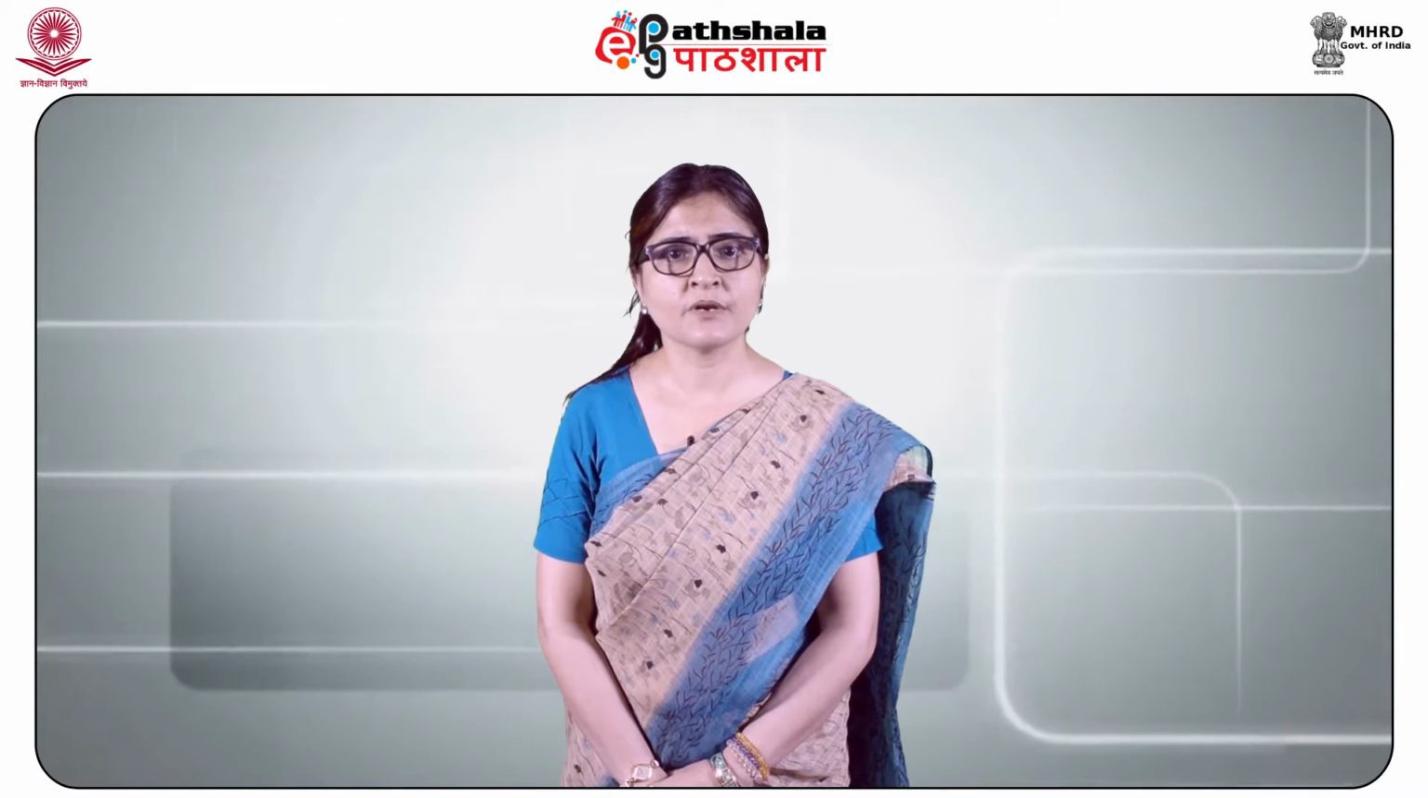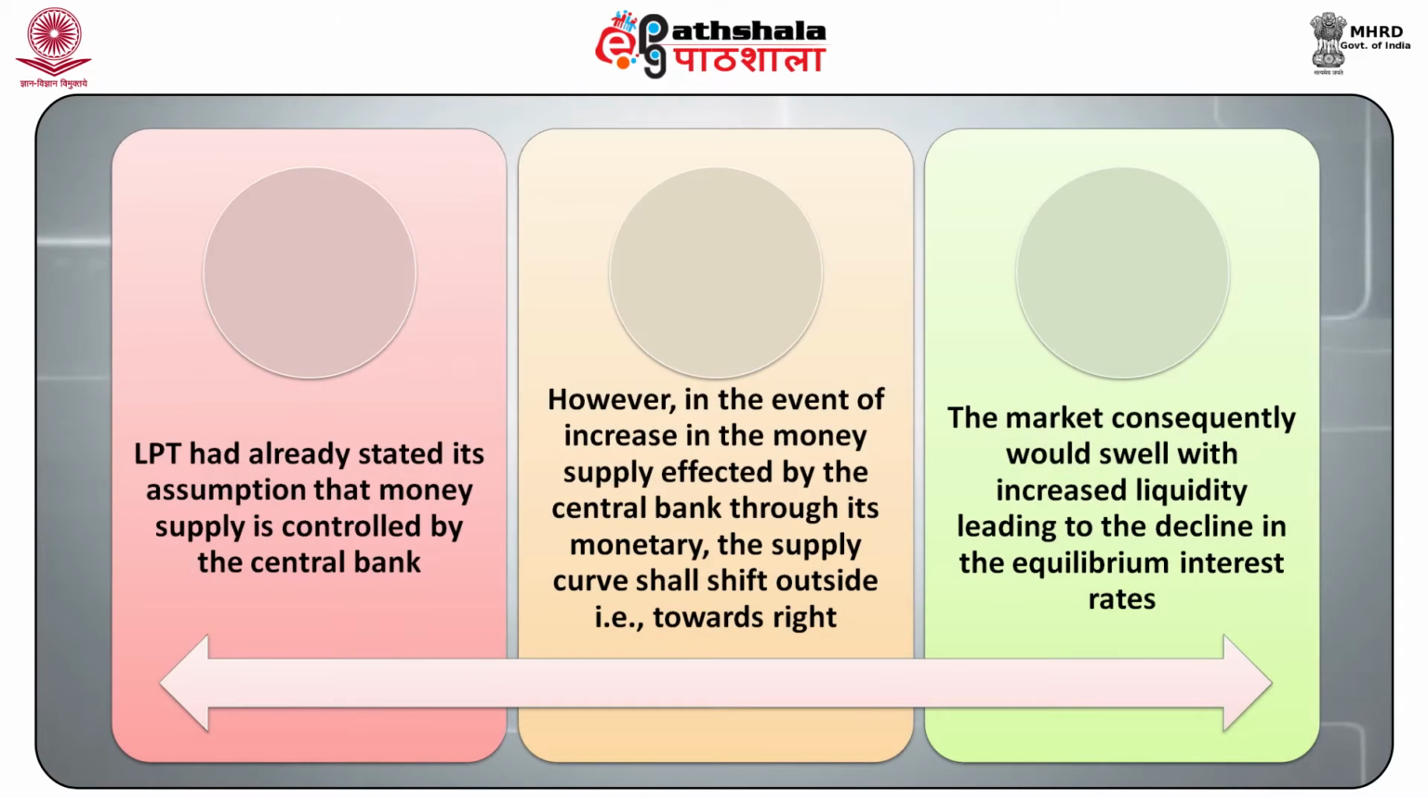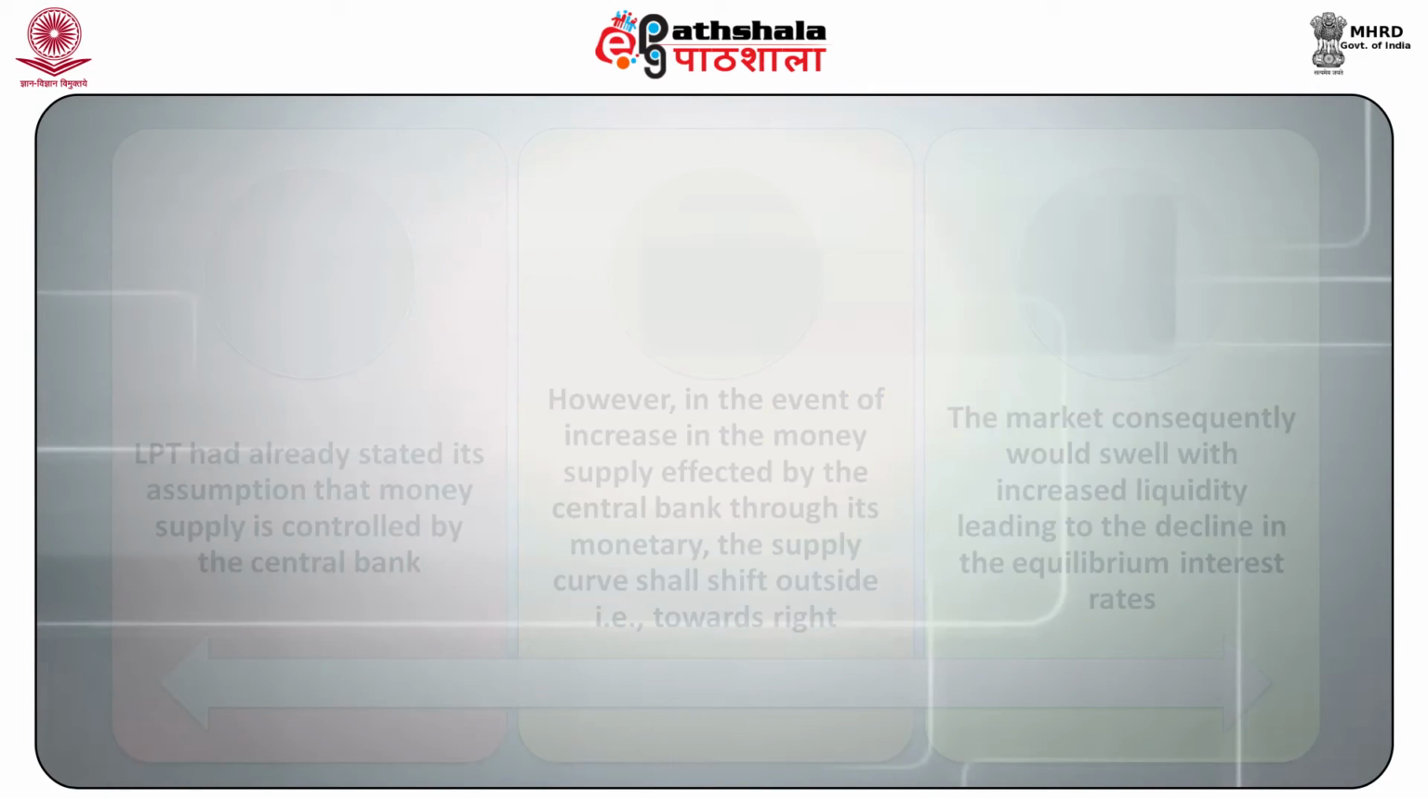Shift in the supply of money. The LTP had already stated its assumption that money supply is controlled by the central bank. However, in the event of an increase in money supply effected by the central bank through its monetary policy, the supply curve shall shift outwards. The market consequently would swell with increased liquidity, leading to a decline in the equilibrium interest rate.